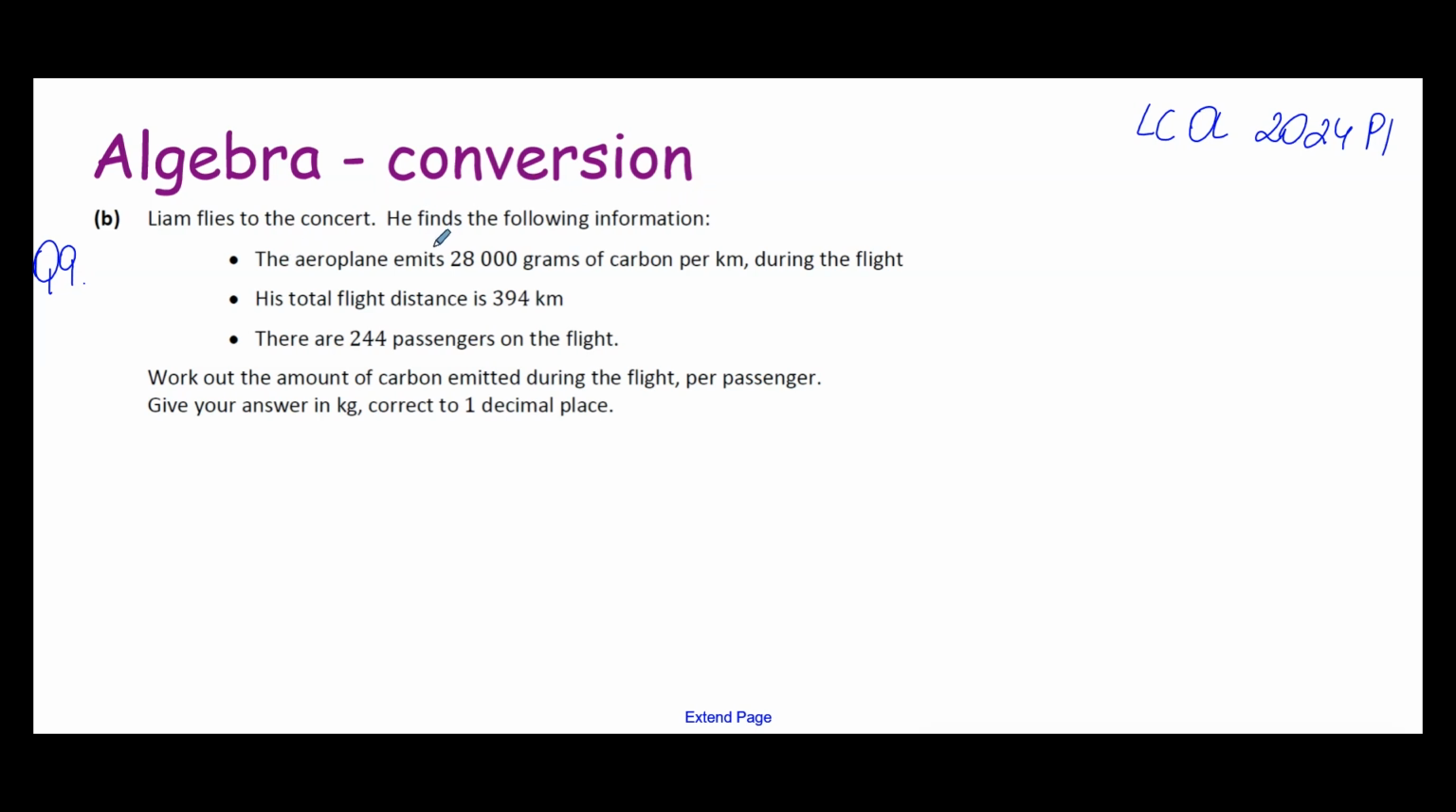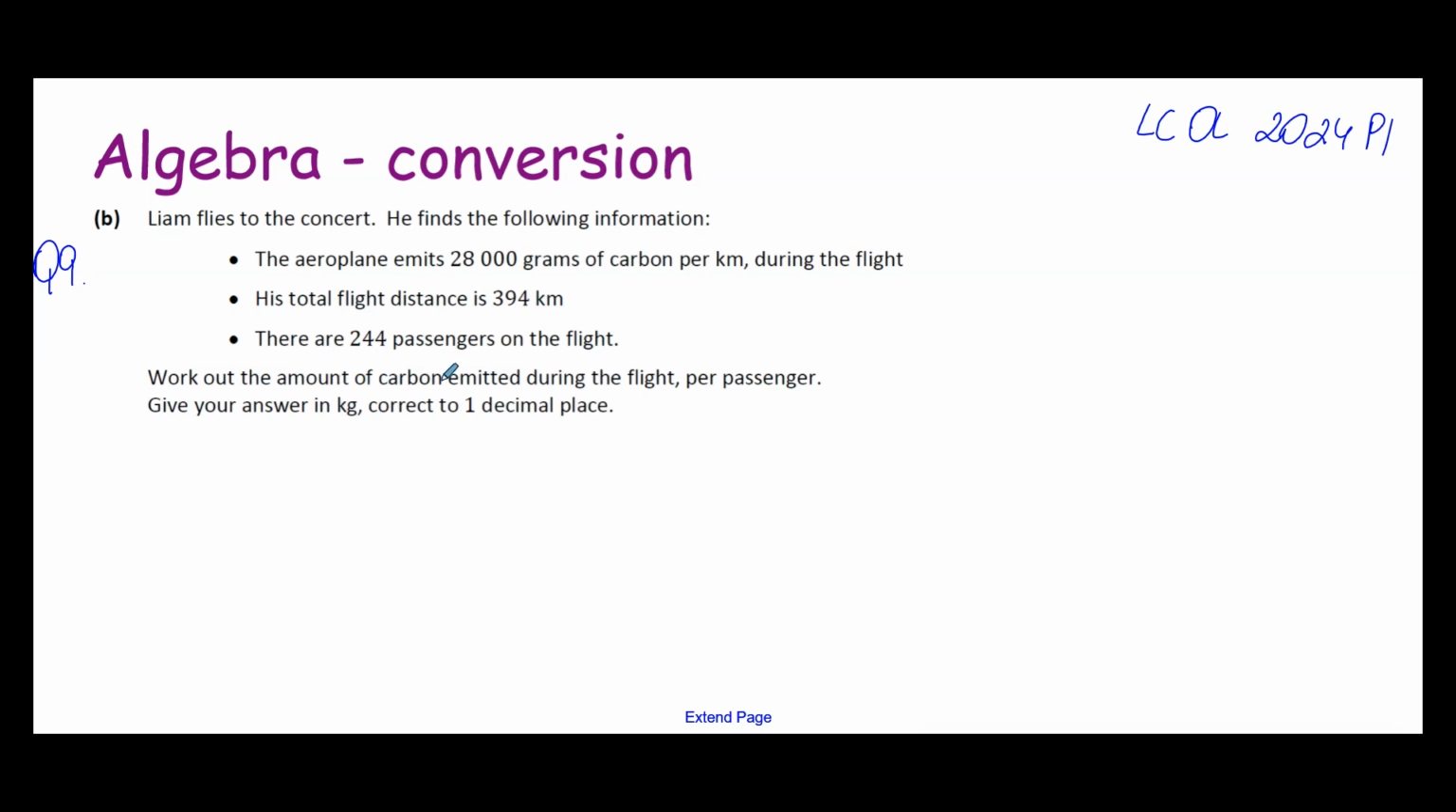The aeroplane emits 28,000 grams of carbon per kilometer during the flight. Okay, we know carbon is not good for the environment. His total flight distance is 394 kilometers. So now we know how far he flies. There are 244 passengers on the flight. Work out the amount of carbon emitted during the flight per passenger.